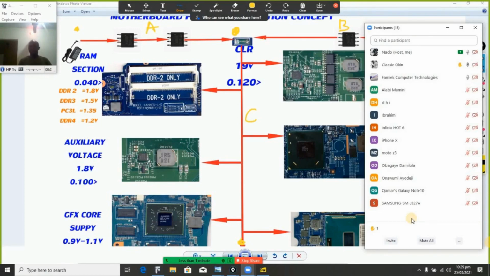This person said on these coils we are checking, we have two legs. Is it mandatory that we have the same voltage on the two pins?